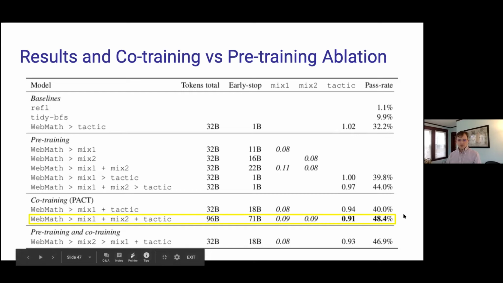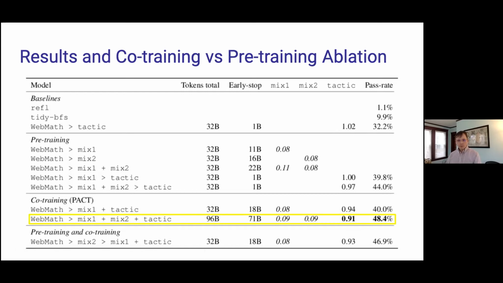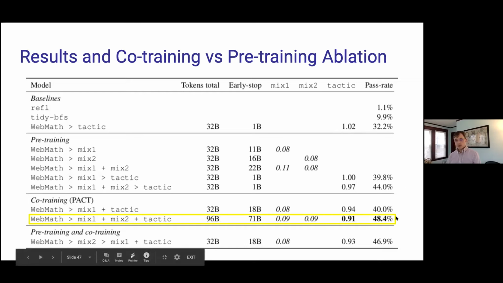Another question of ours was, how important was it to train at the same time with these other data sets? Or is this a case where we could have just trained it beforehand with these data sets, like we did with WebMath, and then later trained it with the tactic data? That's right up here, and it doesn't do as well. So it is important to train at the same time, to co-train.